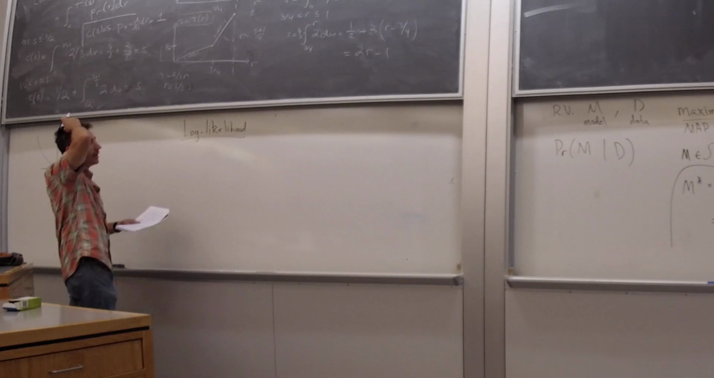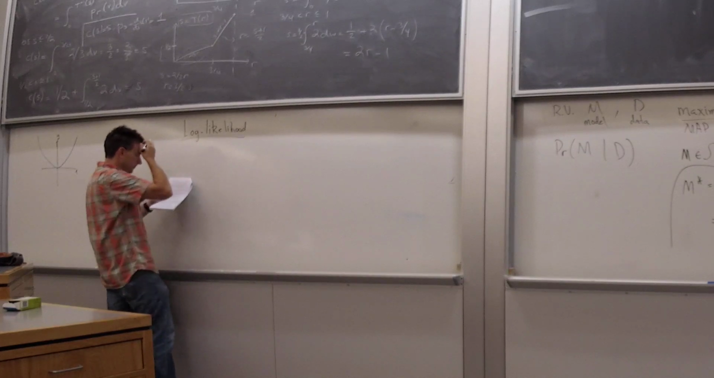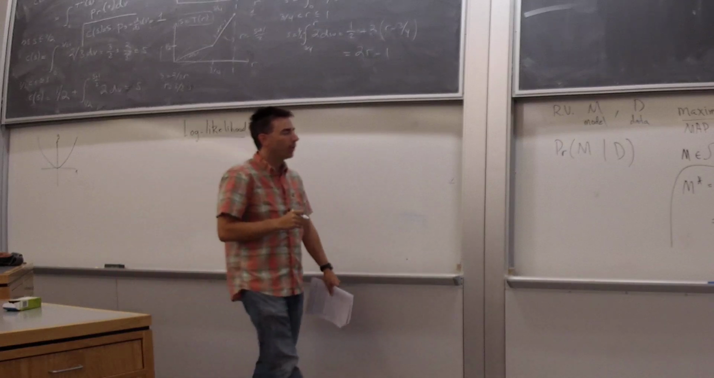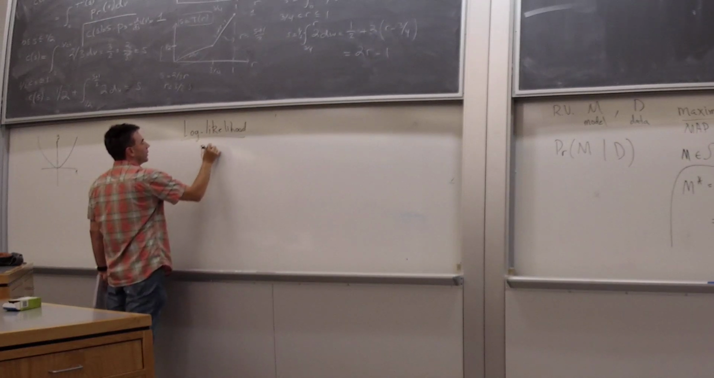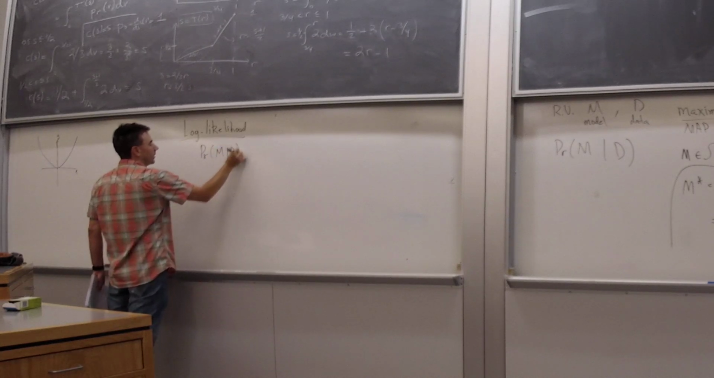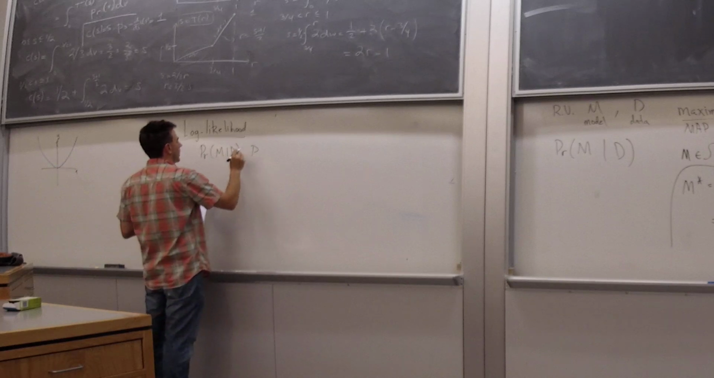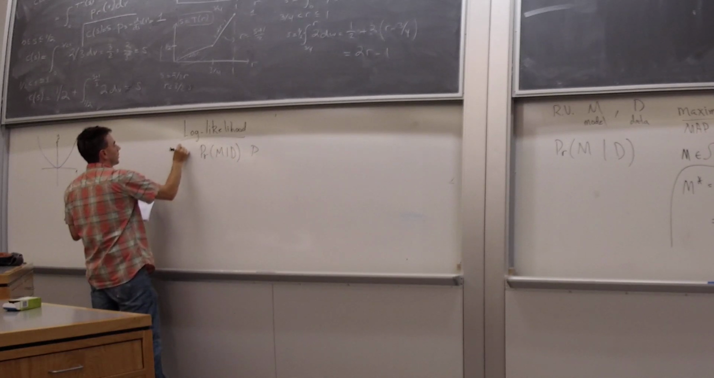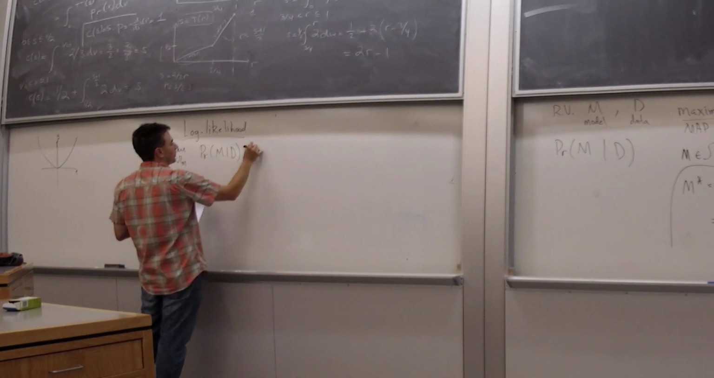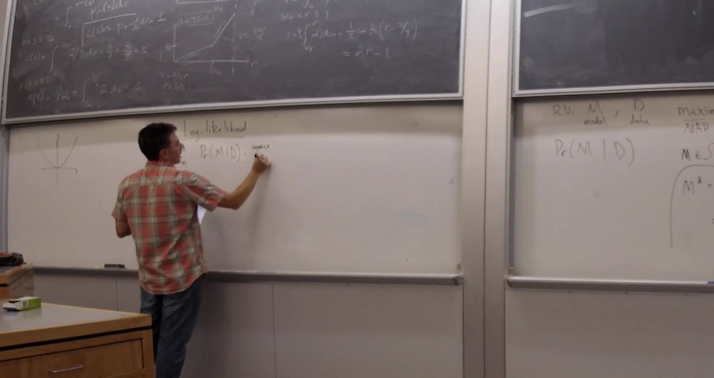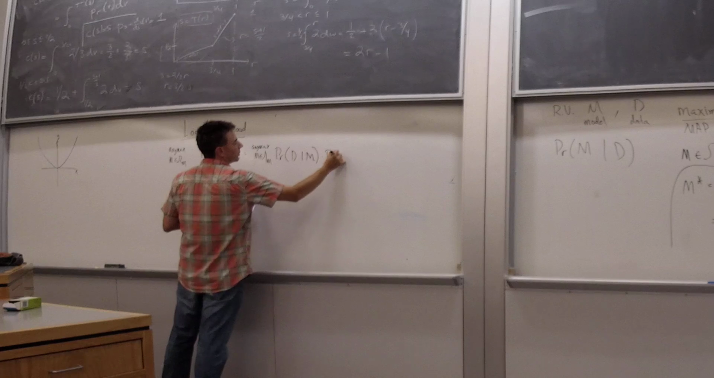So much better. And so the idea is that we're going to write down the probability of the model given the data. Remember, we can say that this, if I'm doing the argmax over M, is going to be equal to the argmax of the probability of the data given the model times the probability of the model.